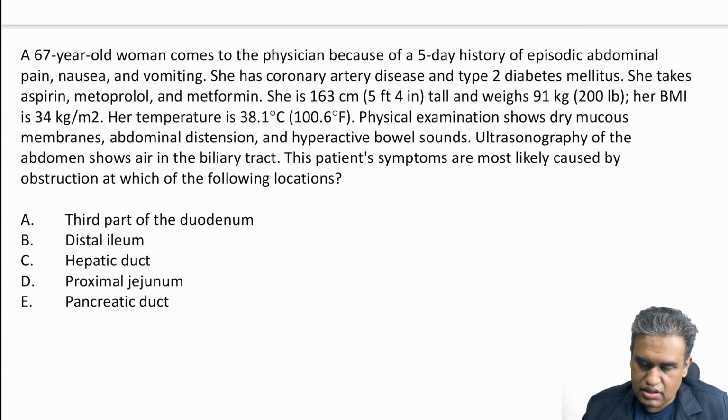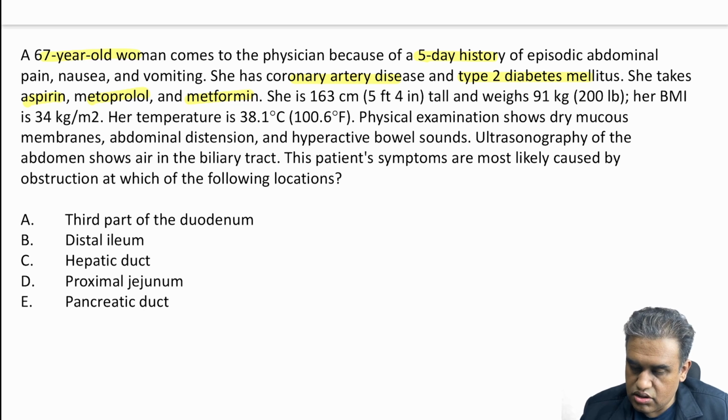So the first MCQ of the day is a 67-year-old lady who comes to the physician because of a 5-day history of episodic abdominal pain, nausea, and vomiting. She has coronary artery disease, CAD, and type 2 DM. She takes aspirin, metoprolol, and metformin. So she is taking aspirin, a beta blocker, and metformin.